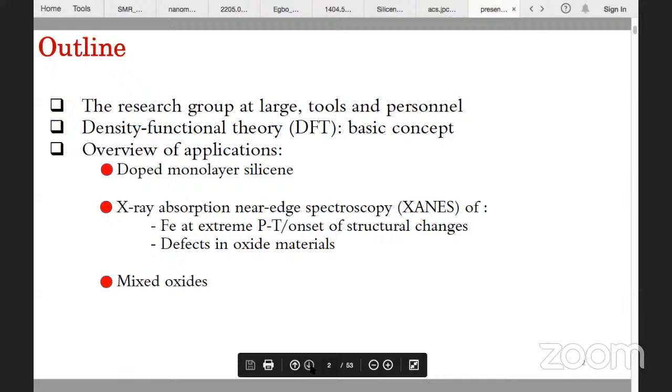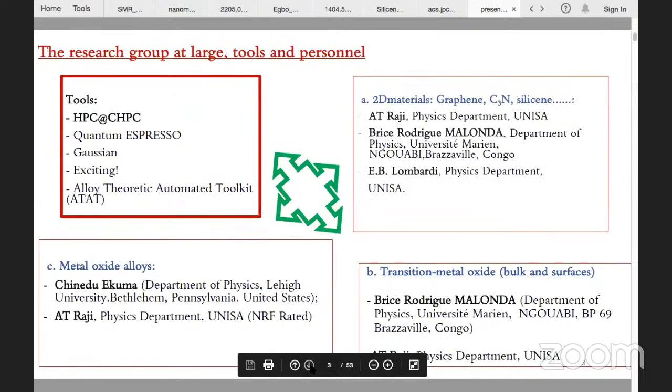Since we use density functional theory as our main technique, I will give a basic introduction to it. It's not going to be detailed, it's going to be a short introduction. And I'll give an overview of the applications. So we have applied DFT in three main areas: into doped silicene, stray absorption, and the mixed oxides.